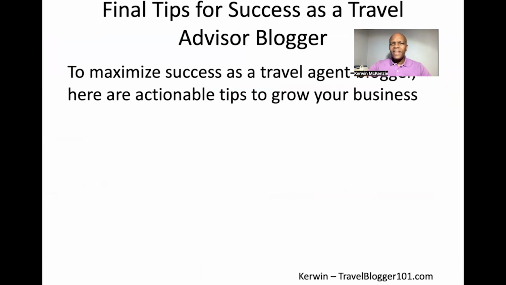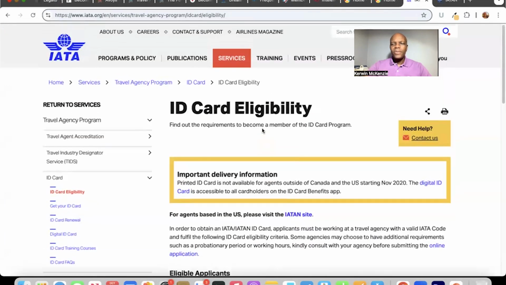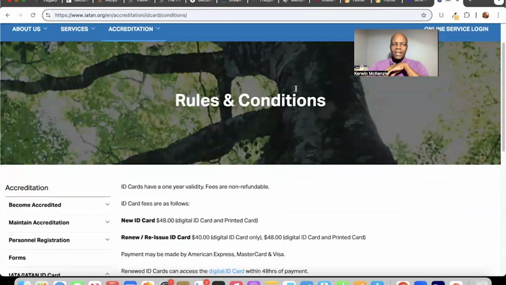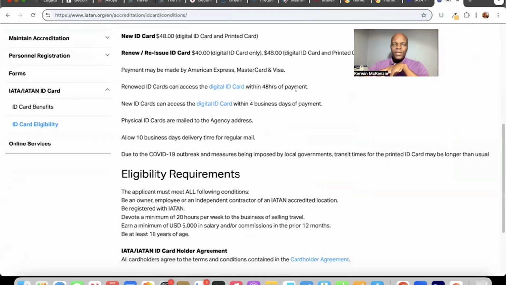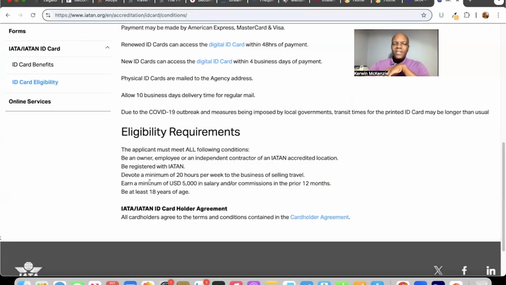Okay, so final tips as a travel blogger. I saw I had another window open here. This is the IATA.org website. Once you get to a certain level, you can apply for what's called an IATA card. The IATA card comes from IATA, but you have to have a certain amount of sales to be eligible for the card. It's $48 a year for the card itself. However, you have to be registered with IATA, which you'll do because you're using the number for another. So you'd be an owner, employer, or independent contractor of an IATA accredited location, which means that my host agency is already accredited. So I'd have to register with IATA.